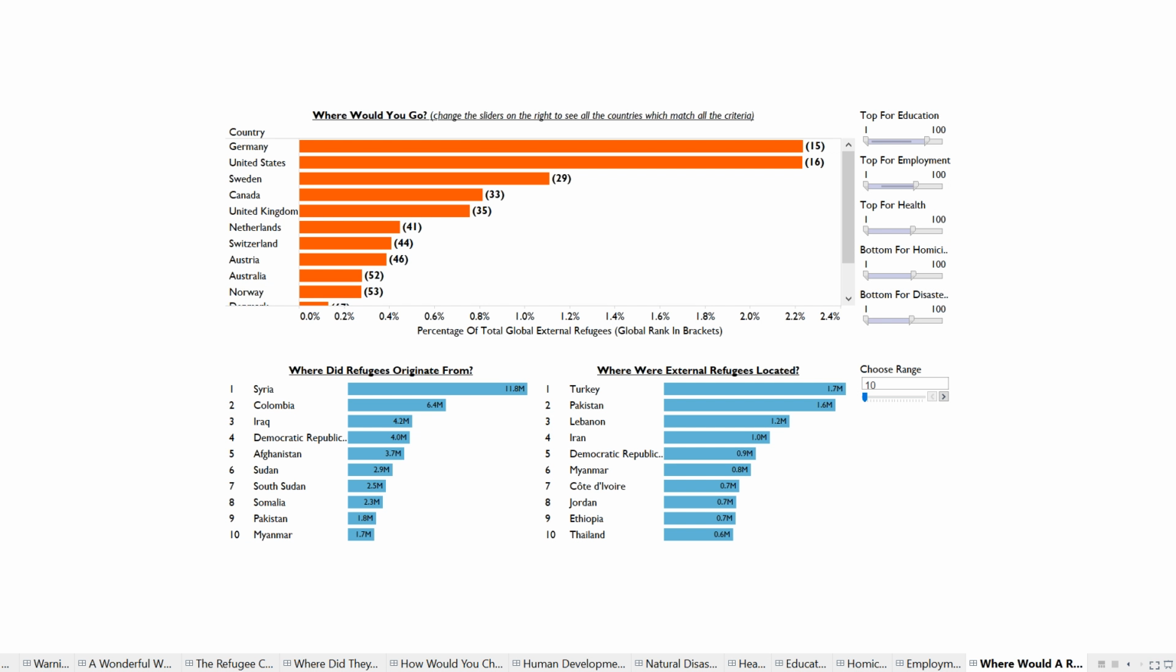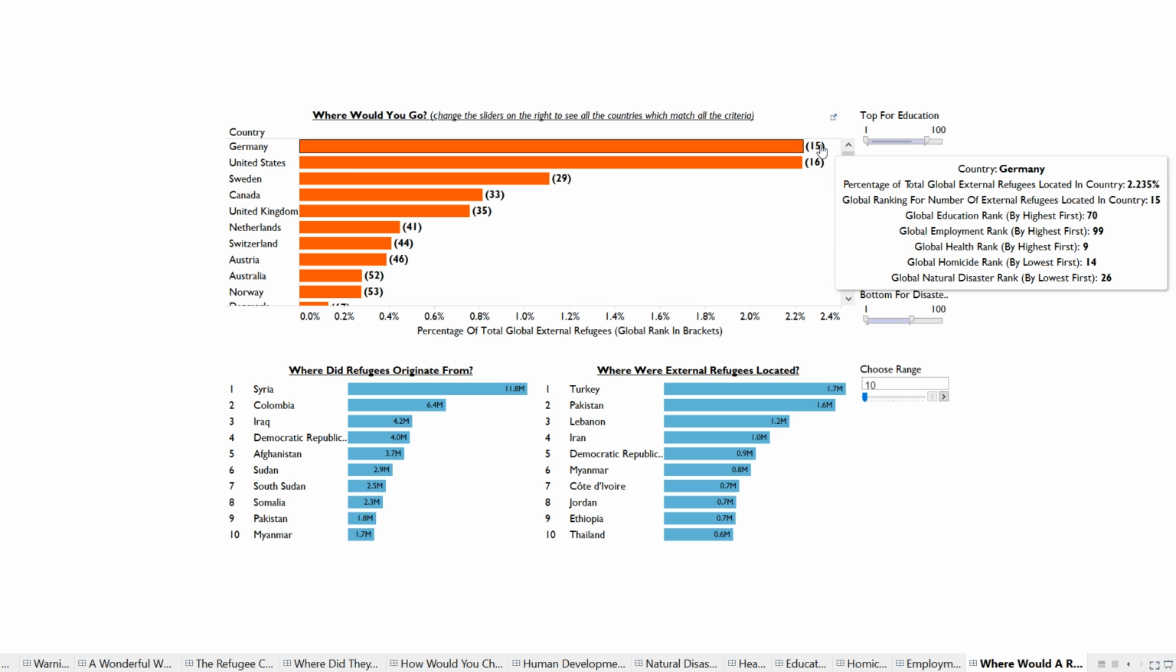And the number in brackets at the end is where they rank. So, sorry, on the x-axis we've got their percentage of total global external refugees, and the rank is where they rank in the world for global refugees. So Germany is 15th for external refugees located in the country. And what I mean by external refugees is the total number of refugees in a country minus the internally displaced population.